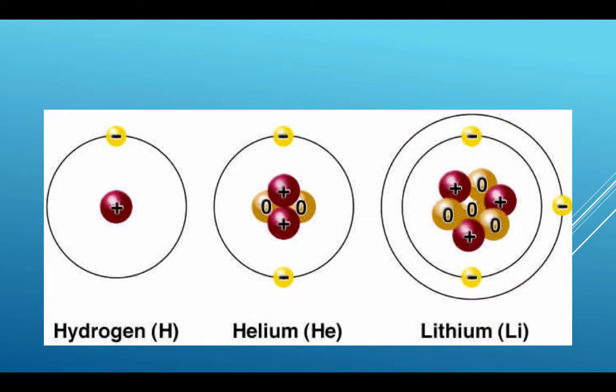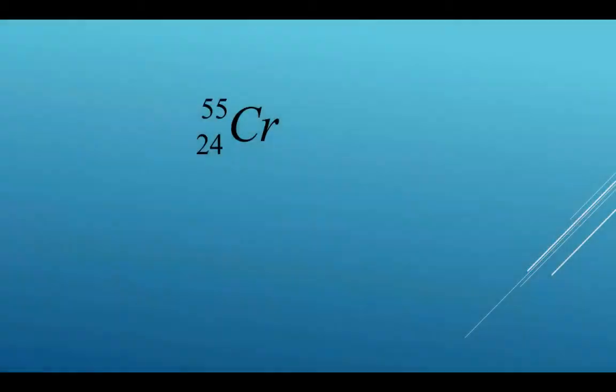As you can see, with our 3 examples, when we increase the number of protons, the most important thing that occurs is the atomic number changes, which means the type of element it is changes as well. Look at this example of chromium, written in standard notation. It has a mass number of 55 and an atomic number of 24.